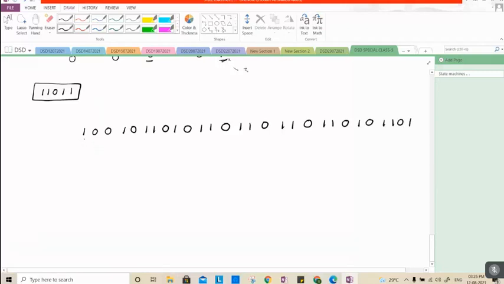Now tell me the output for this. Whenever it is 1, what will happen? 0. 0. 0. But see this. First one is matched. Now what is the next number that is being expected by the machine?